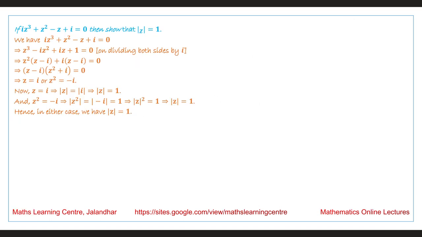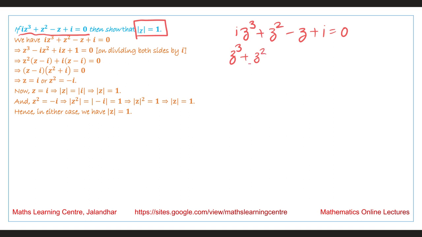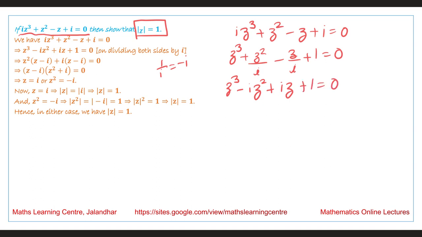Now next we have, if this equation is given to be equal to 0, then we have to show that mod of z is equal to 1. It is given that iota z cube plus z square minus z plus iota is equal to 0. If we divide this equation by iota, we obtain z cube plus z square by iota minus z by iota plus 1 is equal to 0. We know that 1 by iota is equal to minus iota. We get z cube minus iota z square plus iota z plus 1 is equal to 0.